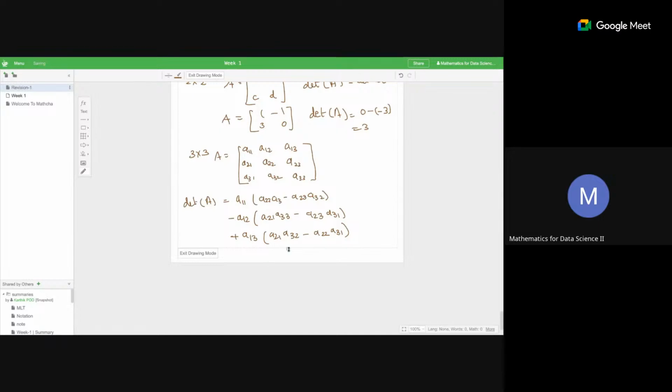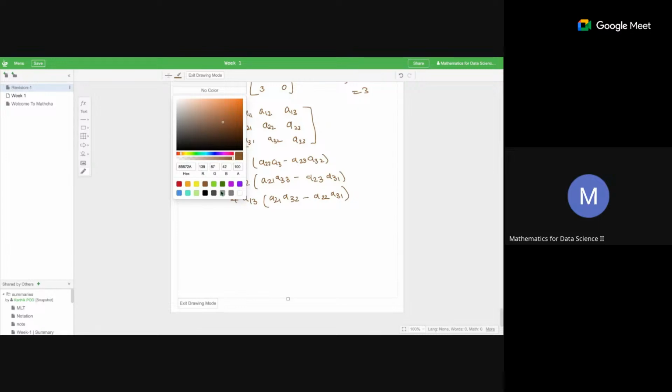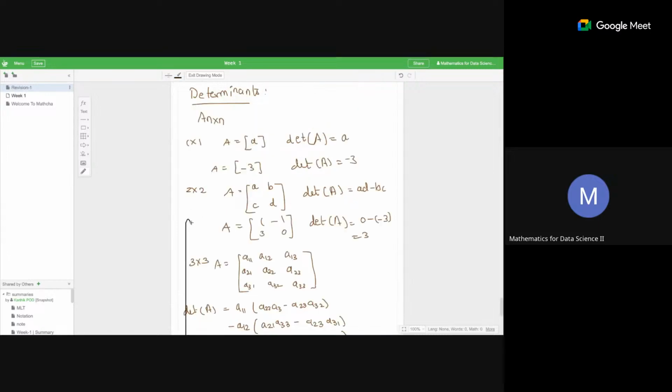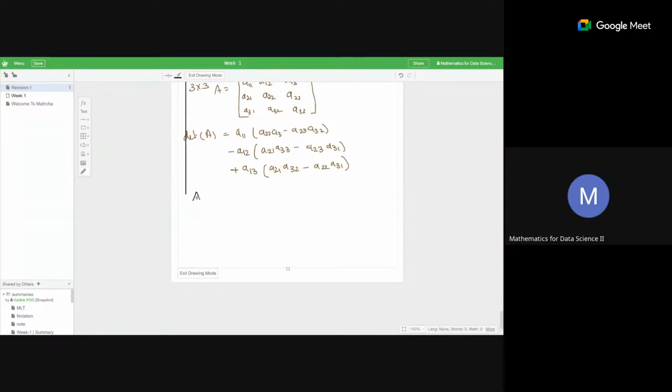All right, so this is how we find the determinant of a 3 by 3 matrix. This is one formula, as I told you. Now let us try with some specific examples.